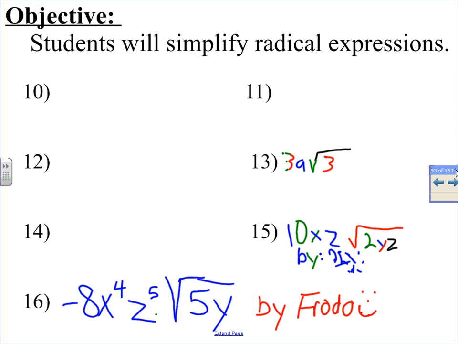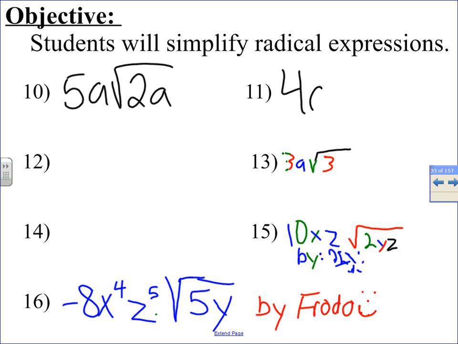Number 10, Alyssa, what did you get? Wait, number 10. 2a. Yep. Donatus, number 11. Good job. Number 12, Charles. Square root of what? No. Your 2 things are off on yours.